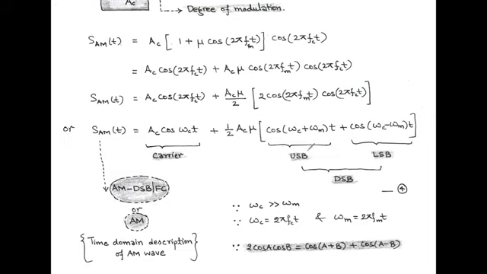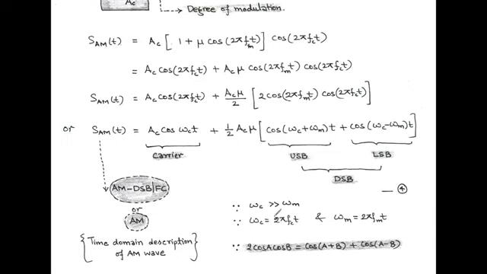Here the upper sideband is the term that contains a positive sign, and the lower sideband is the term which contains a negative sign, and when we combine the upper sideband and lower sideband we get a double sideband. Hence the standard AM is called amplitude modulation double sideband full carrier, or in short DSB FC.